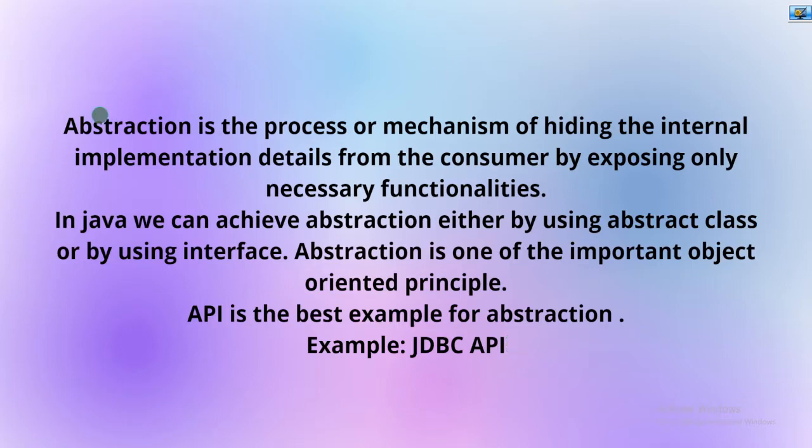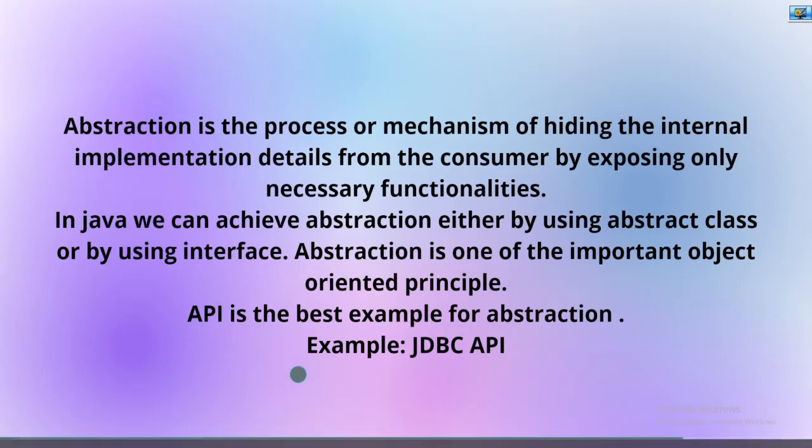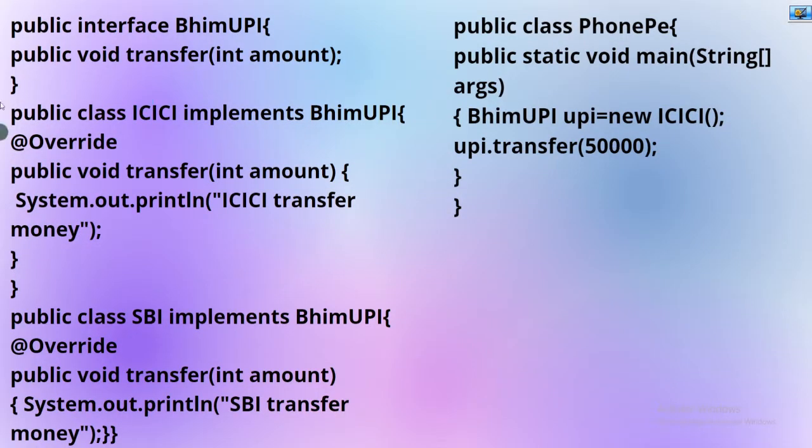Next, we have something about abstraction. Abstraction is a process or mechanism of hiding the internal implementation details from the consumer by exposing only the necessary functionalities. In Java, we can achieve abstraction either by using an abstract class or by using an interface that we have learned just now. Abstraction is one of the most important object-oriented principles. API is the best example for abstraction. Let us see an example of how an interface with abstraction is going to look.